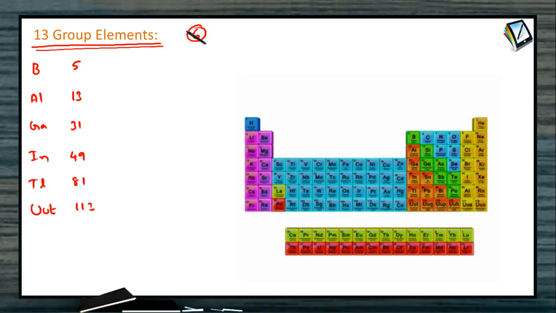In all these elements, the differentiating electron enters the p subshell of the outermost energy level, having a general valence electronic configuration of ns2 np1. Thus, the members of this group possess 3 electrons in the valence shell.